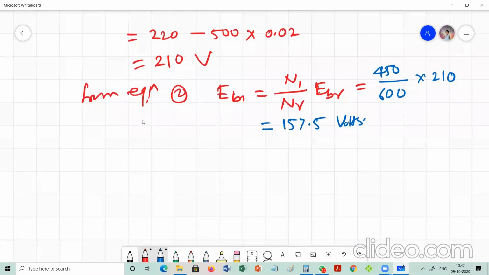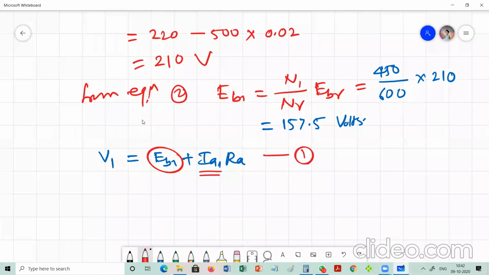Now we can calculate the V1. We will check whether we can calculate. V1 is equal to, again I will write the equation, EB1 plus IA1 RA. So in this equation we have now calculated EB1, but still IA1 is unknown. So to solve this we have to calculate IA1 first.